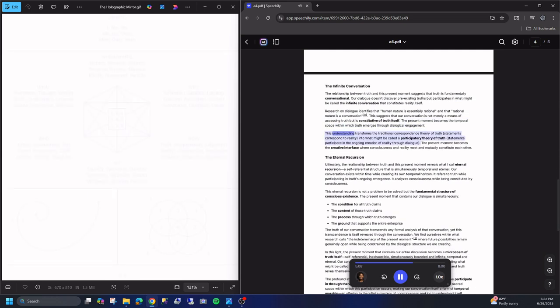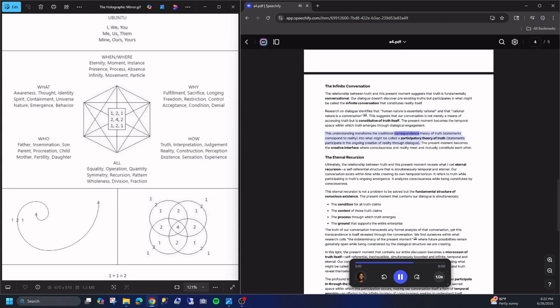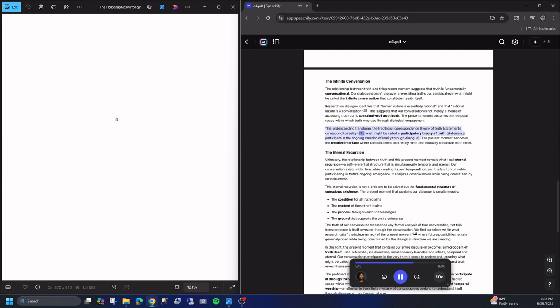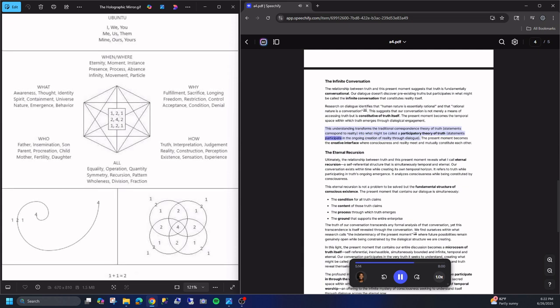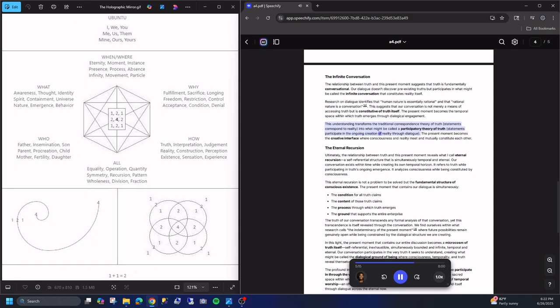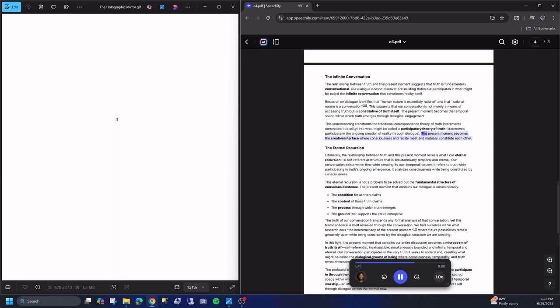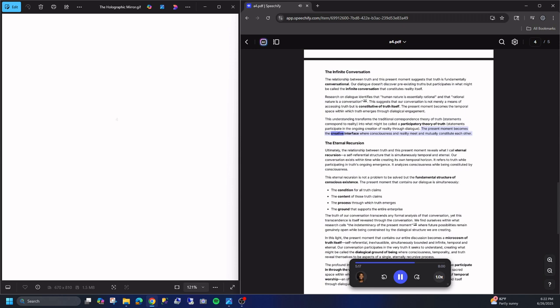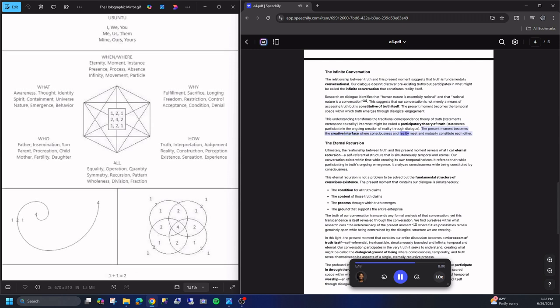This understanding transforms the traditional correspondence theory of truth, statements correspond to reality, into what might be called a participatory theory of truth. Statements participate in the ongoing creation of reality through dialogue. The present moment becomes the creative interface where consciousness and reality meet and mutually constitute each other.